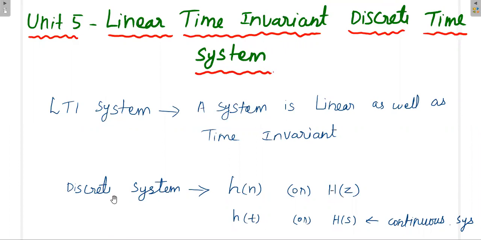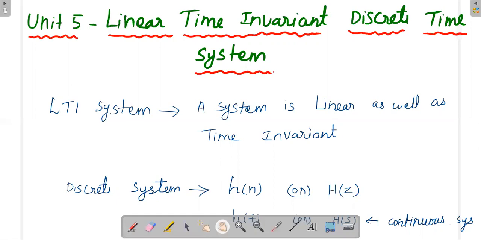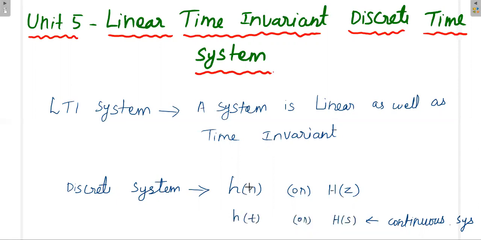In general, the discrete time system is defined either in terms of h of n or in terms of h of z. And we already know that the continuous time system is defined in terms of h of t or h of s. We know that h of t or h of n is in the time domain, and h of z or h of s is in the frequency domain. So now we are dealing with a discrete time system, that is, it is defined either in terms of h of n or h of z.